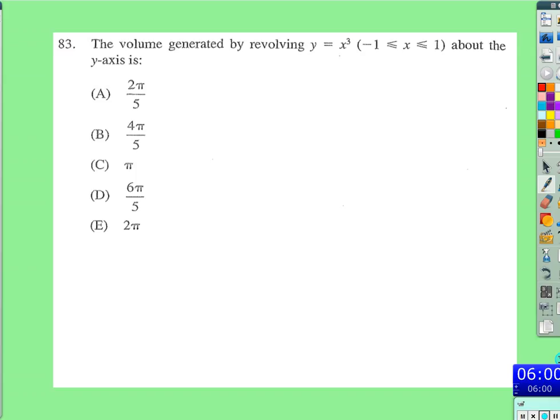So here's where we're going to get into something we've got to add to our list of skills. We've done this a little bit. We've got to rotate things around a vertical axis of rotation. So let's start with this one. This is off the AP test as well. We're going to rotate it around the y axis.